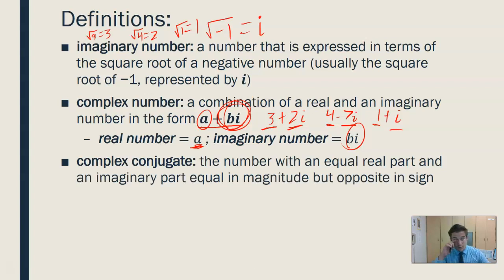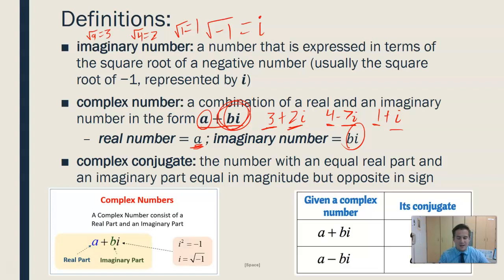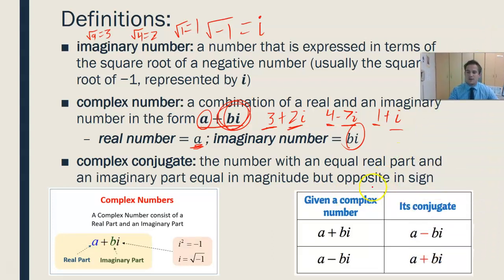So this is a term that you probably haven't heard before, the complex conjugate. The complex conjugate is the number with an equal real part and imaginary part, equal in magnitude but opposite in sign. That's a lot of words there. But basically what a conjugate is, when I'm talking about a complex conjugate, if I have a number a plus bi, its conjugate is going to be a minus bi. They're like opposites of each other. If I have a complex number a minus bi, the conjugate would be a plus bi.